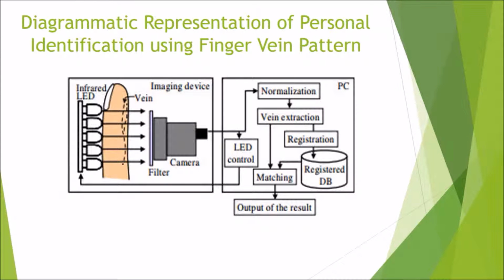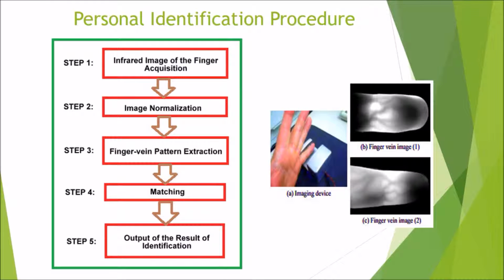Coming to the diagrammatic representation of personal identification of finger vein pattern. The figure on the slide shows the principle of personal identification using finger vein patterns. The detailed steps are described on the next slide. The procedure for personal identification by using patterns of veins in a finger is shown in the figure on the left. It is divided into 5 steps as can be seen. First is the acquisition of the infrared image of the finger.